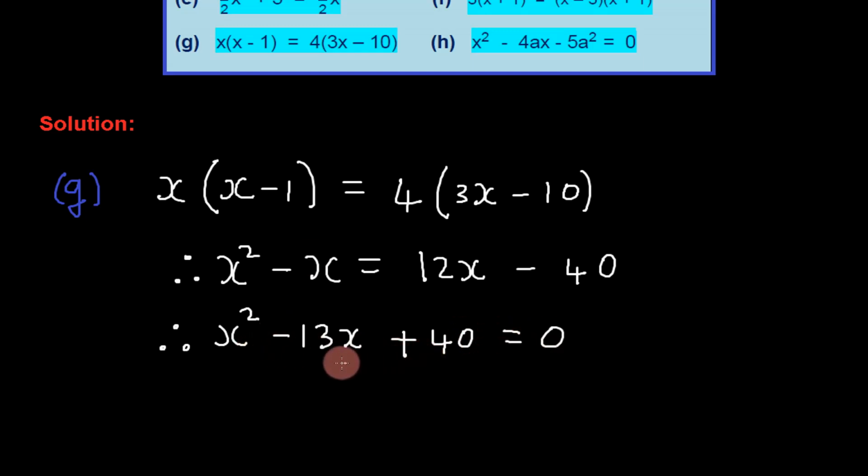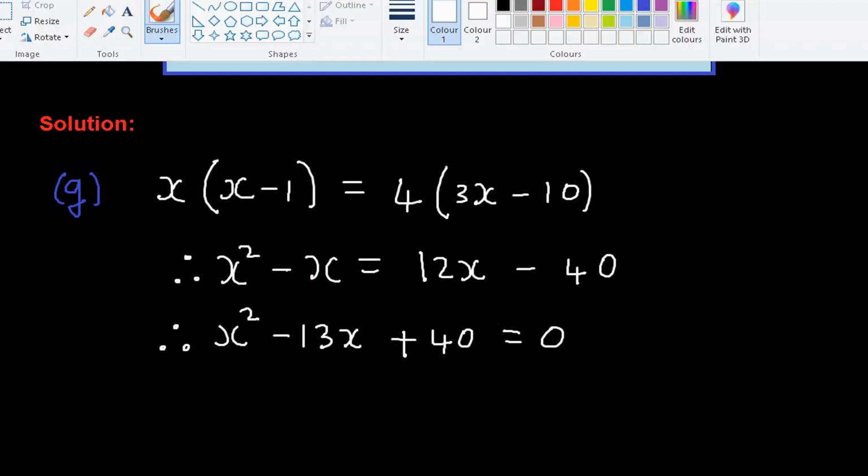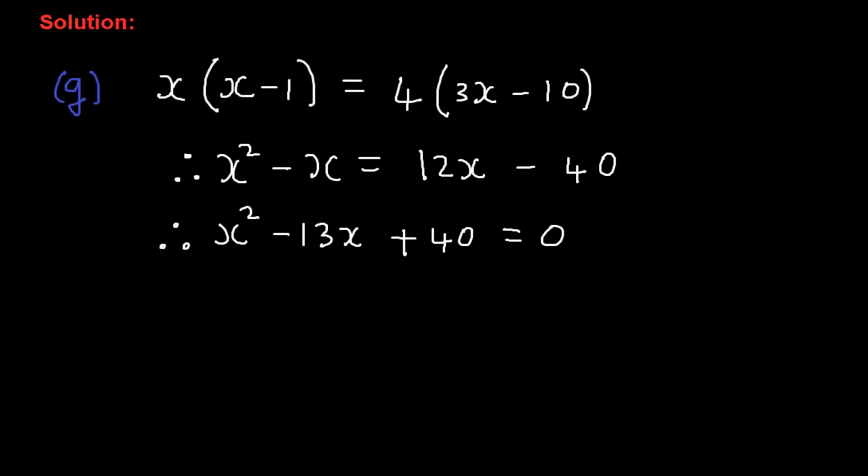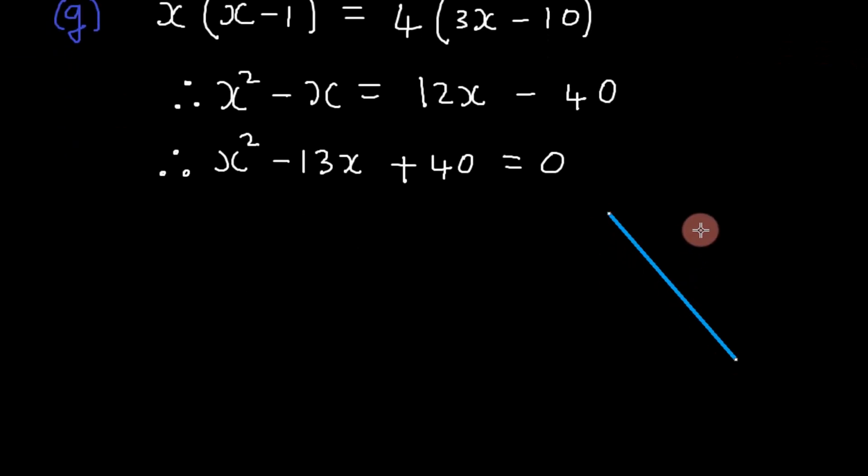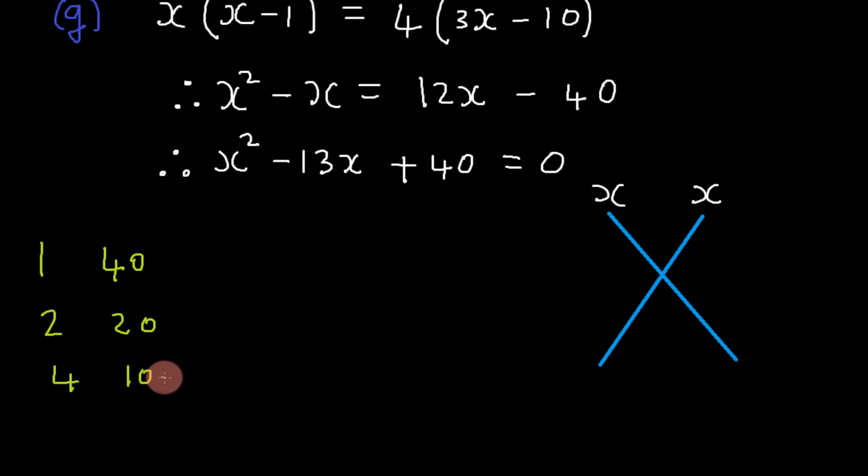Now the equation is in standard quadratic form. So we can use the cross method. The factors of x squared will be x and x. And now we can look at the factors of 40. So it's 1 and 40, 2 and 20, 4 and 10, and 5 and 8.